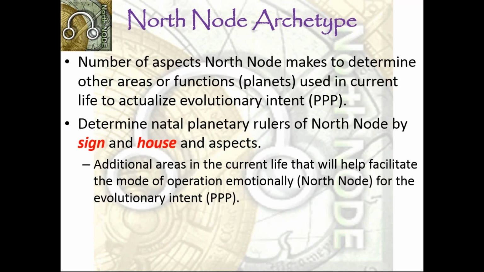And of course, we go into detail here as well. Is the North Node making aspects to other planets? How will they be involved in helping actualize the evolutionary intent on an egoic level? Where are the rulers of the North Node by sign and house, and what are their aspects? It's going to bring in more detail that we're going to be utilizing in this life to help us evolve, on emotional levels, the evolutionary intent of the soul.